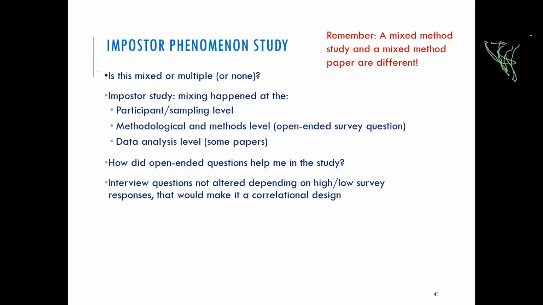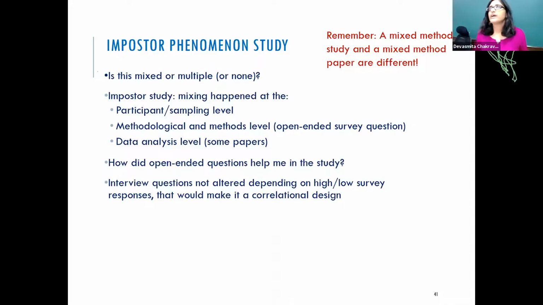Mixing happened at the participant or sampling level. You have to be a certain kind of person to be interviewed, which is you have to have taken the survey. It happened at the methodological and methods level, which is that the open-ended question was a connection, a mixing point between the surveys and the interviews. And it also happened at the data analysis level for some papers.